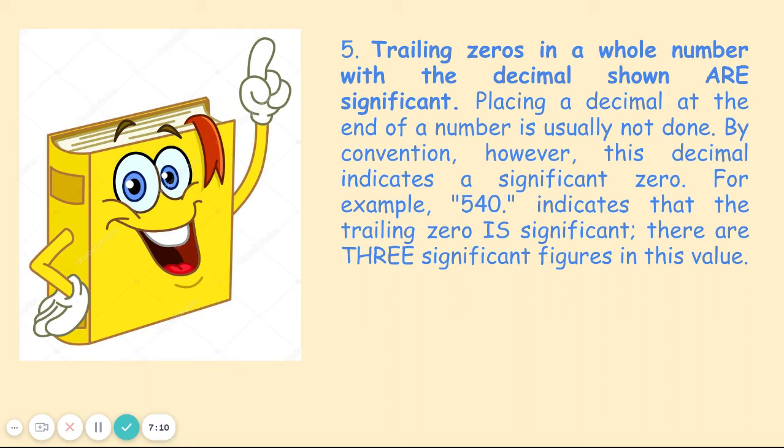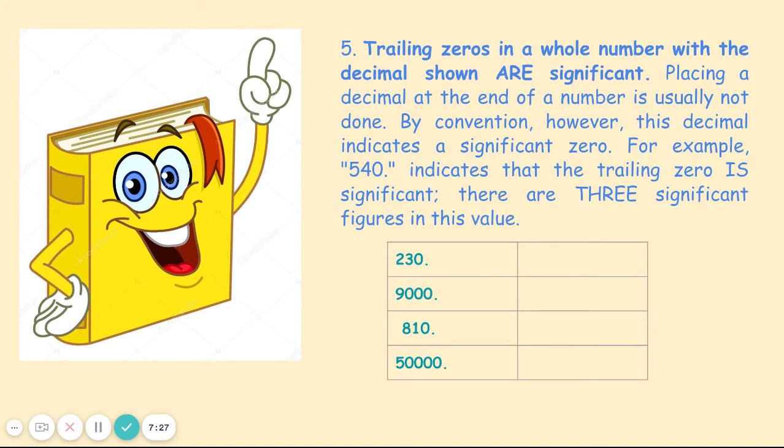Minsan po, hindi point yung nilalagay. May bar on top. Usually, bar on top yung iba. So pag nilagyan ni ma'am or ni sir ng bar on top, ibig sabihin po, yung zero na yon ay significant. So, isasama nyo po siya. Pwedeng period, pwedeng bar on top. Okay? So, for example, yung same example natin. So, 230 is 3 significant figures kasi may point. Nilagyan ko ng point. Pwede ring bar on top yan, ha?